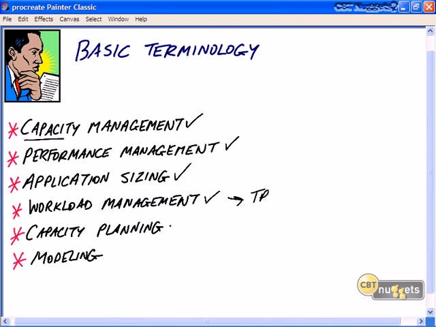Next is capacity planning, and we're going to look at this more in this Nugget movie. This is really just a process. It's an activity under the umbrella of capacity management. And with capacity planning, what you're really doing is generating a capacity plan. These guidelines are found in the service design book of ITIL.